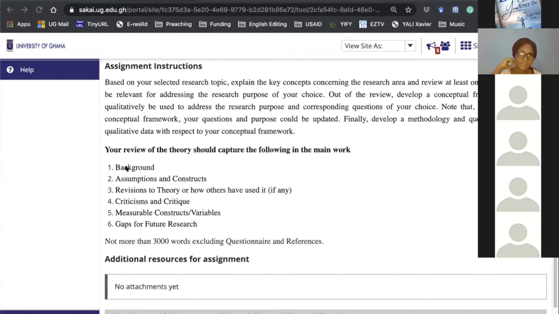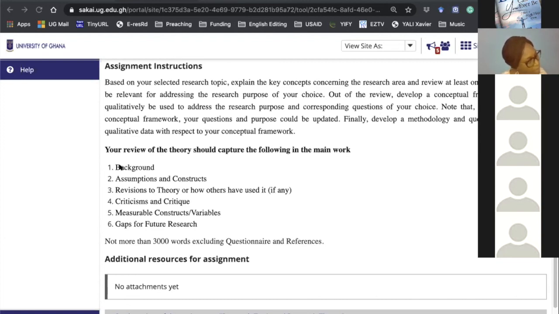I was saying that the background is for telling us how the theory was formulated, what went into the formulation of the theory, and what the theory is about. The assumptions and constructs tell us the constructs of the theory and how they are defined. The revisions to your theory tell us how others have used the theory. Did they modify it? Did they add some other things to the theory?